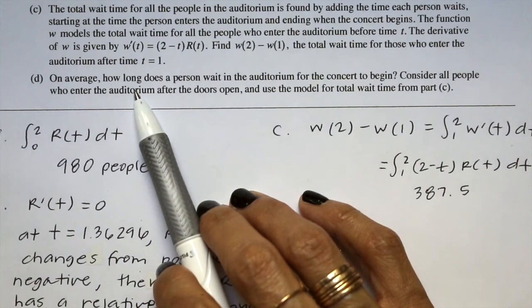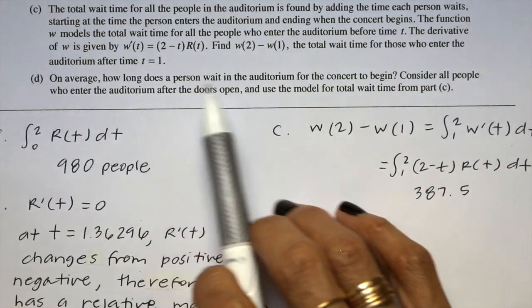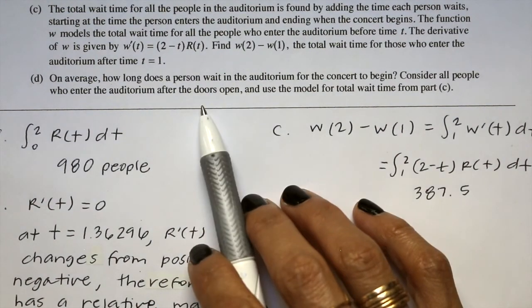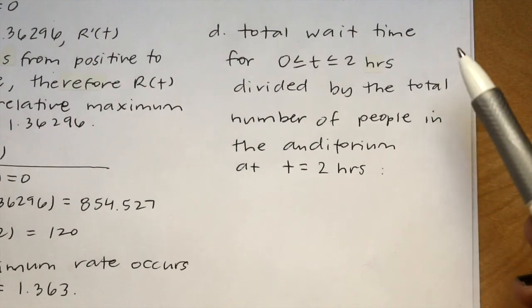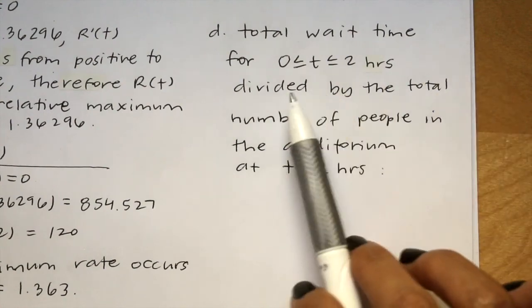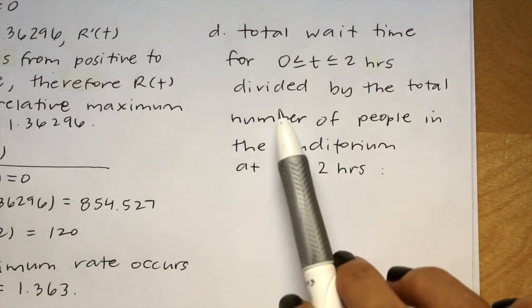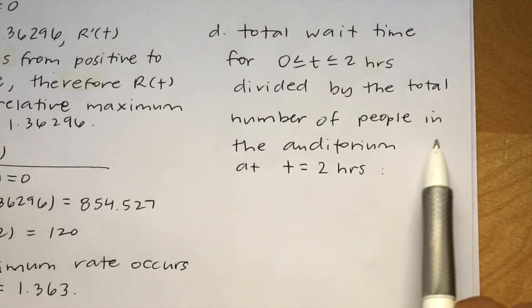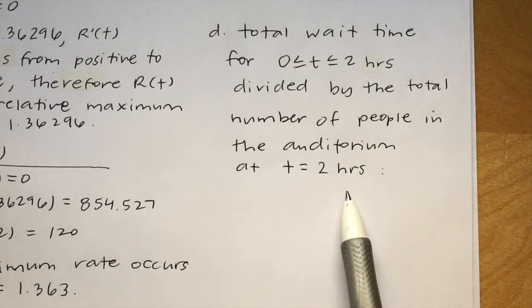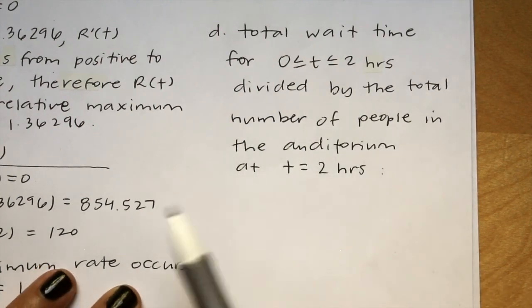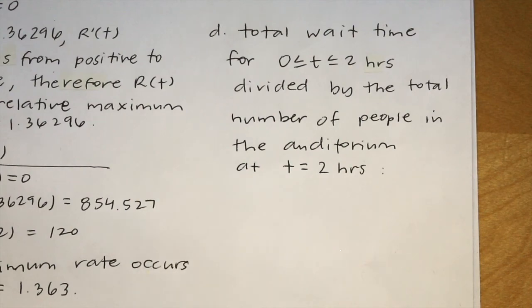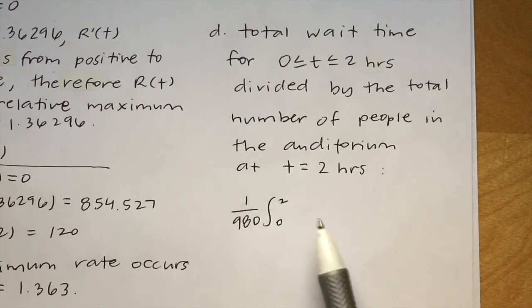Part D says, on average, how long does a person wait in the auditorium for the concert to begin? Consider all people who enter the auditorium after the doors open and use the model for total wait time from part C. So I kind of wrote this out to give us a game plan. I wrote total wait time for 0 to 2 hours, and then what we're going to do is divide by the total number of people in the auditorium when t equals 2. We found that from part A. We got 980, and then we're going to integrate from 0 to 2 of the w prime.